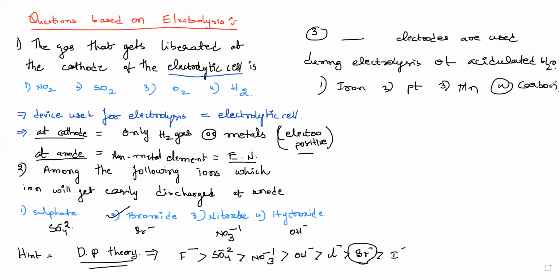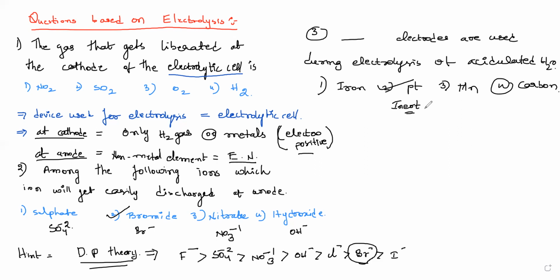Which electrodes are used for the electrolysis of acidulated water? Acidulated water means acid with water, here it is H2SO4 plus water. So for this electrolysis, the platinum electrode, meaning an inert electrode, is used as the electrode in the electrolysis of acidulated water.